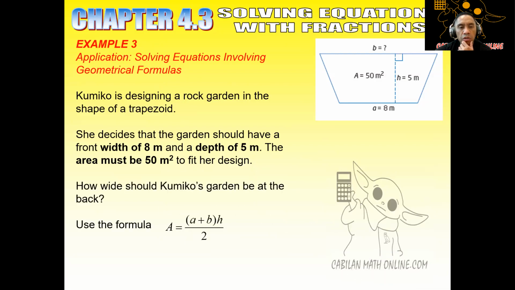So the formula that we're going to use here is area is equal to a plus b in brackets, h over 2. Now what we're going to do for this one is to use this formula, and replace all the variables that have numbers and see what we have missing.